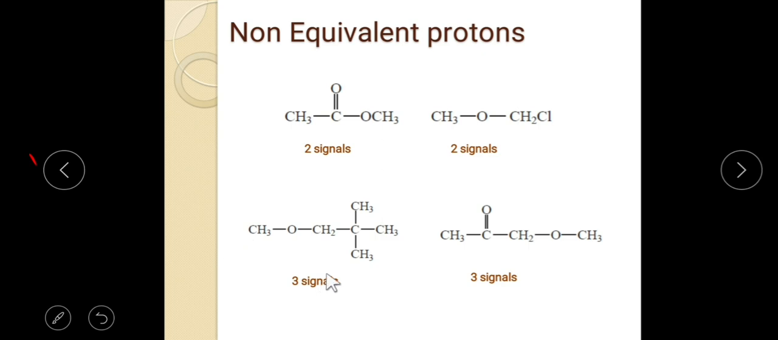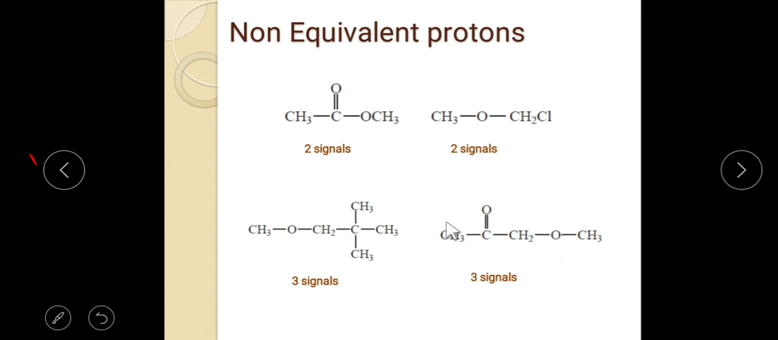Now can you see this molecule? Why is this showing 3 signals? Because all these 3 CH3 groups are in the same chemical environment and will show only one signal of 9 hydrogens. This CH2 is attached to the oxygen and this carbon, so this will show another signal, and this CH3 is attached to the oxygen, so it will show another signal. That means one signal for CH3, one signal for CH2, and the 9 hydrogens from these 3 methyl groups will show another signal. That means this molecule will show 3 signals in H1 NMR spectroscopy.